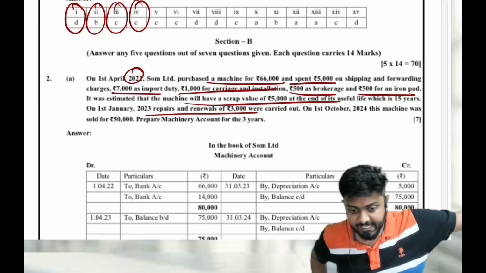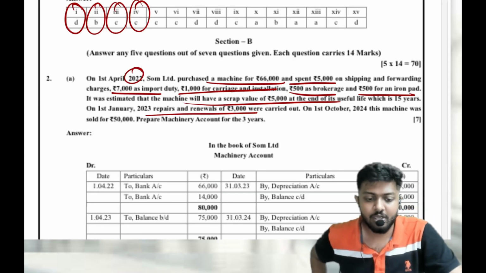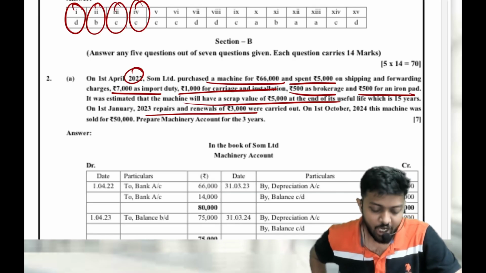So that will be treated as an expense. It will not come in your machinery account also. The entry will be repairs account debit, to bank. That's all. It will not come here.